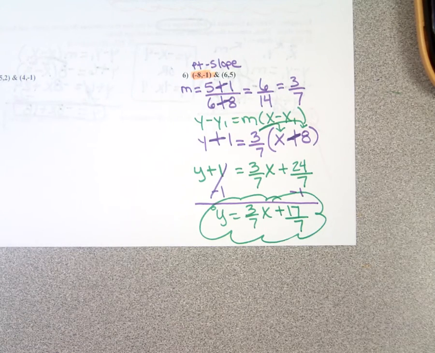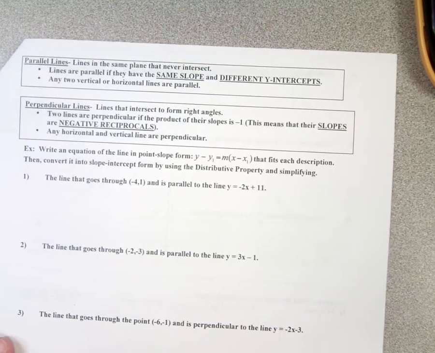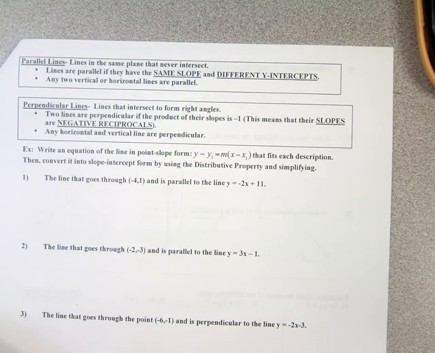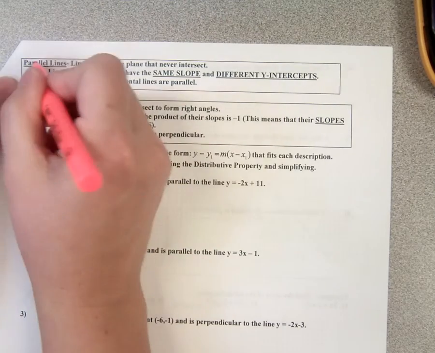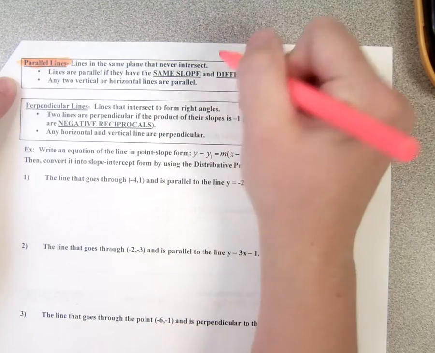Okay, let's move on to the next page. On this page, we're talking about parallel and perpendicular lines. So parallel lines, they look like this.